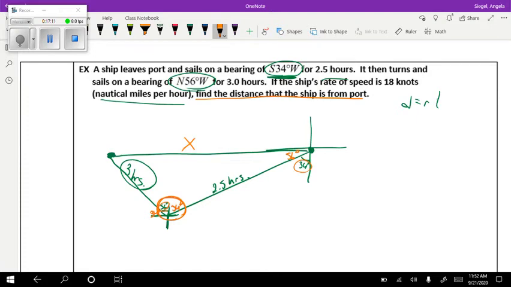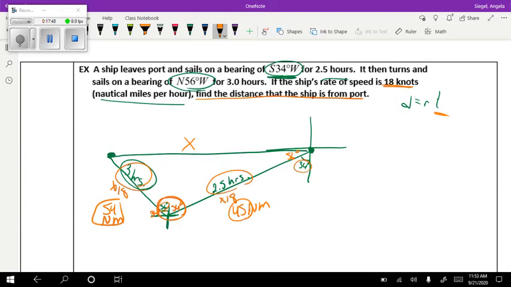Something else that we need, we have the time for these two, but we also need the rate. And so it tells us the ship's rate is 18 knots. So I'm going to multiply this by 18 and this by 18. So 3 times 18 is 54. And 2.5 times 18 is 45. So here, and this is like nautical miles.